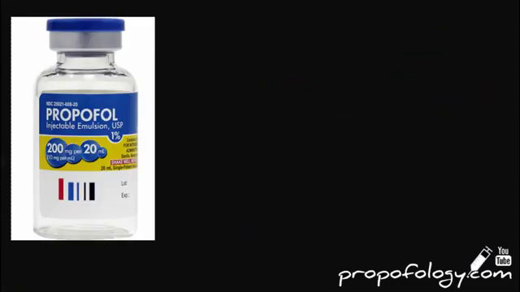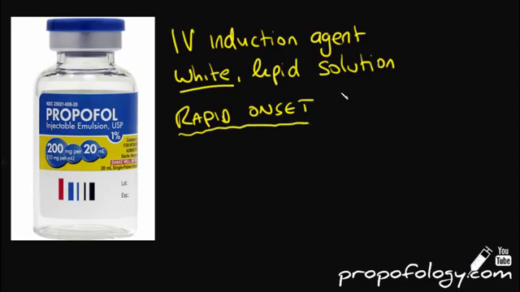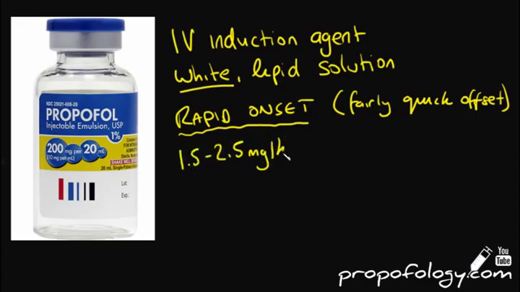And how could we forget propofol? So propofol is an IV induction agent, and I think as our namesake it warrants a special mention. It's probably the most commonly used induction agent in the Western world for routine surgery. It is presented as a very characteristic white lipid solution that has a rapid onset and a fairly quick offset too. It is given as 1.5 to 2.5 milligrams per kilogram for the IV induction of anaesthesia.